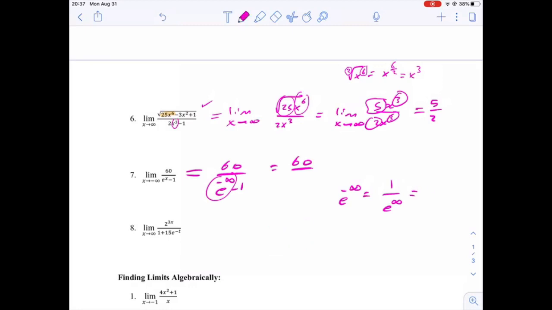So 1 over e to the infinity is 1 over infinity. E to the infinity is infinity. That e is a number. It's about 2.718. Let's just consider 2.7. Now, if that's an approximation, and then you multiply this by itself infinitely many times, then you get infinity. So 1 over infinity is 0. So this is 0 minus 1, which is negative 1.